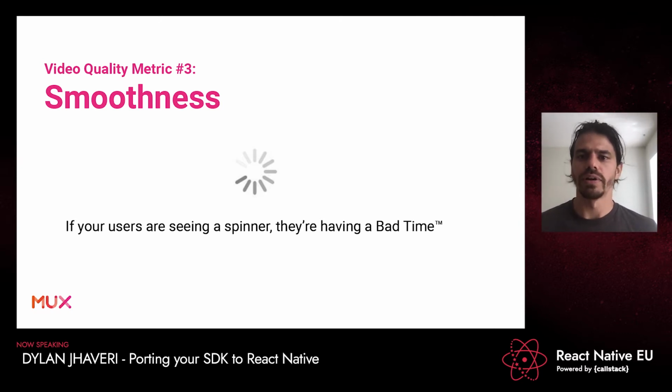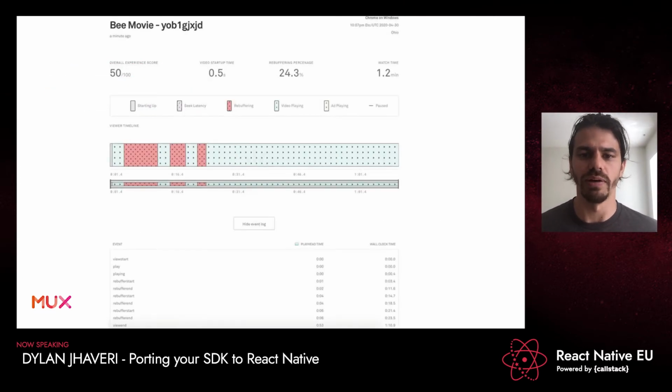So overall, what our Mux video product looks like is this: this is what one particular video view looks like in our UI. And you can see here, this person watched for 1.2 minutes. Overall experience score is 50 out of 100, which is quite bad, pretty poor. The video startup time was half a second, which is pretty good. The rebuffering percentage really killed them here. Out of 1.2 minutes of watching, 24% of that time was spent rebuffering.